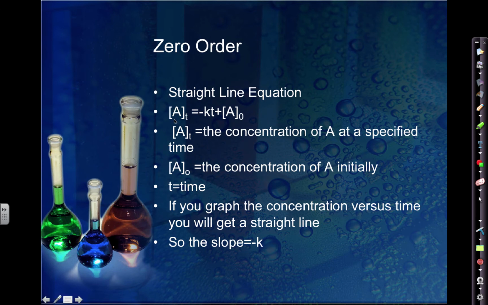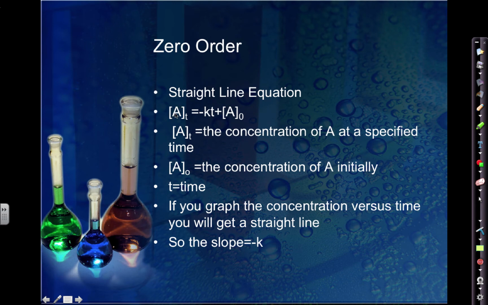All right, so when I look at a zero order reaction right here, this is the equation I'm going to have. The concentration at a certain time is equal to negative K multiplied by that time, plus the initial concentration. So maybe it's like 5 seconds into the reaction, what's the concentration? If I know this equation and I'm looking for a concentration at a certain time, and I know what the initial concentration is, I can just simply plug it into the calculator and solve for that concentration.